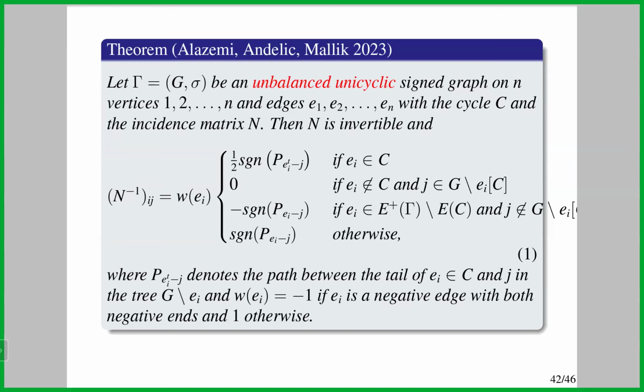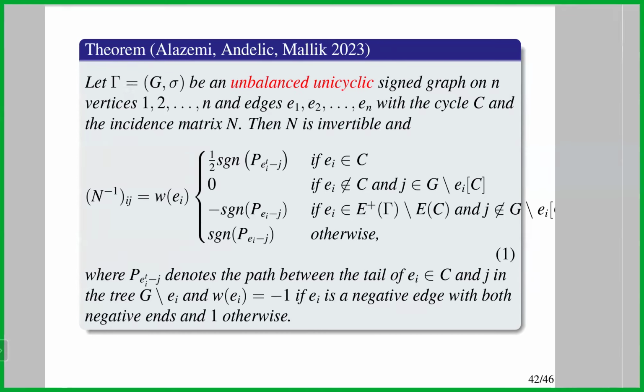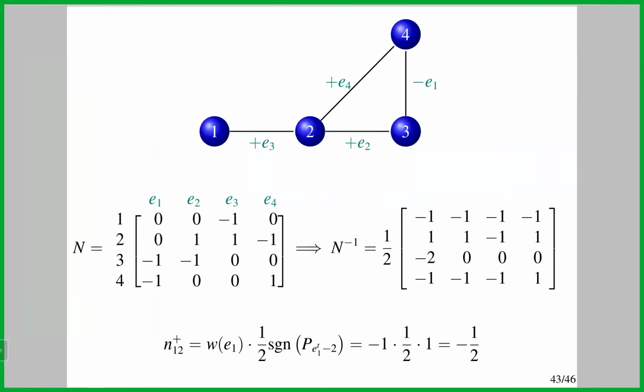So probably I'm not going to mention all of them. So maybe I'll choose one example. Look at this unbalanced unicyclic graph, because remember, unbalanced means if you look at the cycle, there is a negative edge here, a negative cycle. So not all cycles are positive, so it's unbalanced.